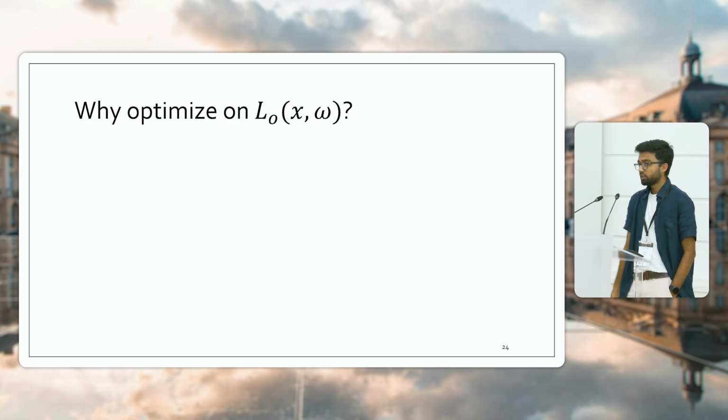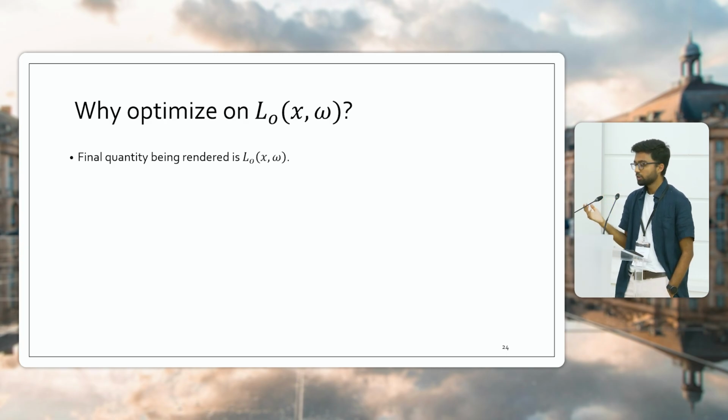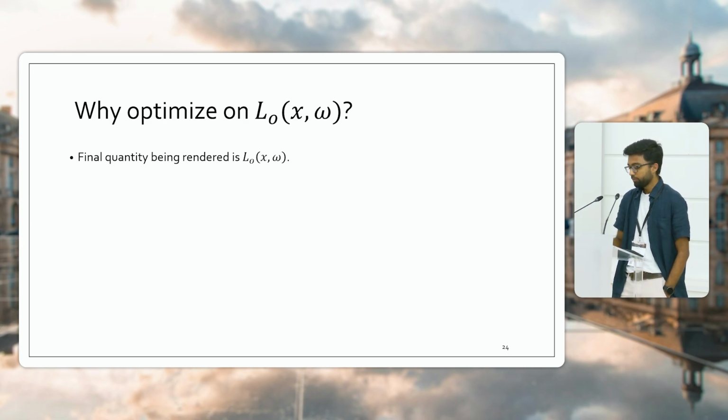So if we are storing incoming gradients, why are we optimizing on outgoing gradients? There are two main reasons. The first is that at the end, the thing that we are going to render is the outgoing gradients. So we want to reduce that, we want to optimize for that.